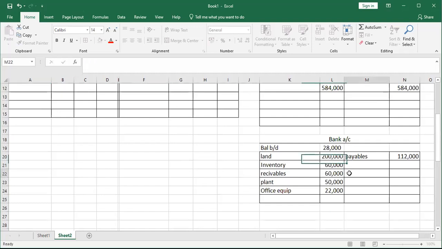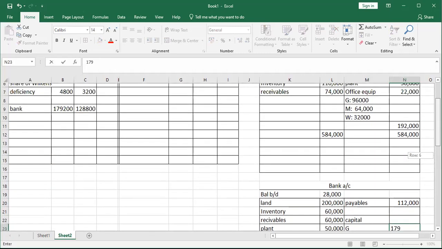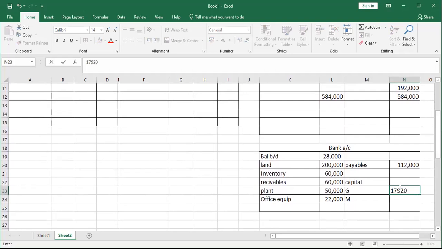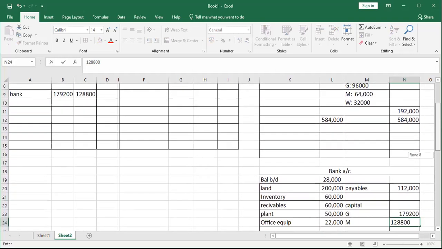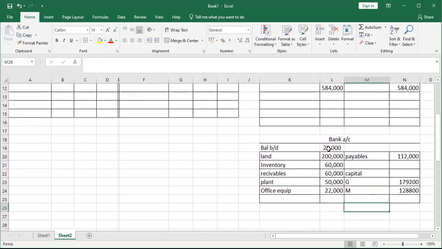Do you remember? So capital accounts, Garner and Murray. One you told me is 179,200, and the other one is 128,800. I'm going to bring them to the bank account and let me see whether my bank will balance. 420 on that side, and on this side, 420. Yes, my bank account will balance and I've sorted out this partnership.